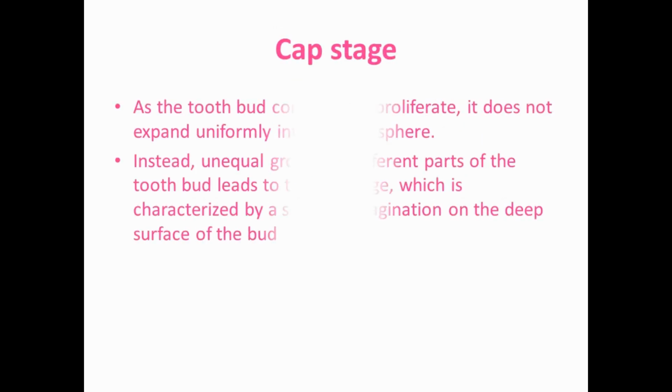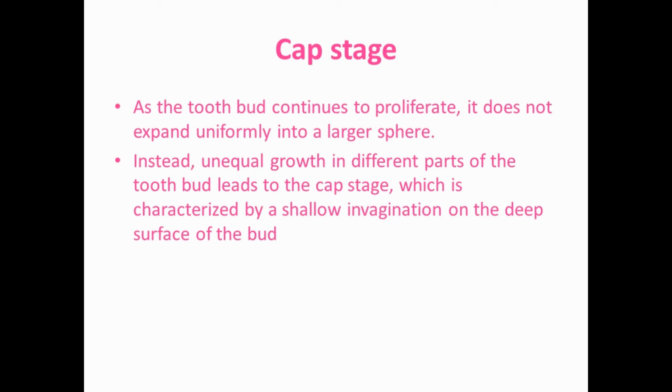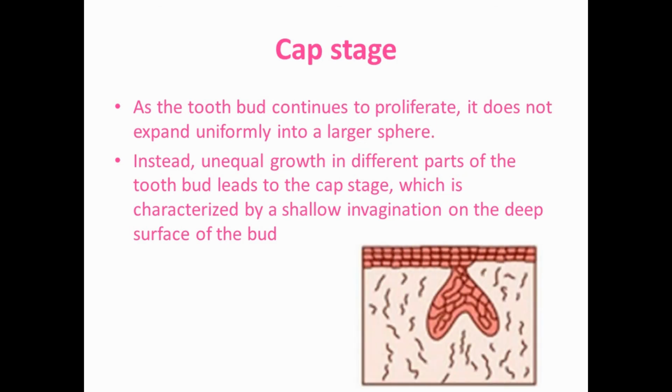That stage will be known as cap stage. Cap stage. As the tooth bud continues to proliferate, it does not expand uniformly into a larger sphere. Instead, unequal growth in different parts of the tooth bud leads to the cap stage, which is characterized by a shallow invagination on the deep surface of the bud. So here, this portion which was in bud stage is converted into a cap stage. So we can see an invagination from below. So there is an unequal growth in different parts of this tooth bud, which is leading to a formation of this cap stage, as this tooth bud is appearing like a cap.